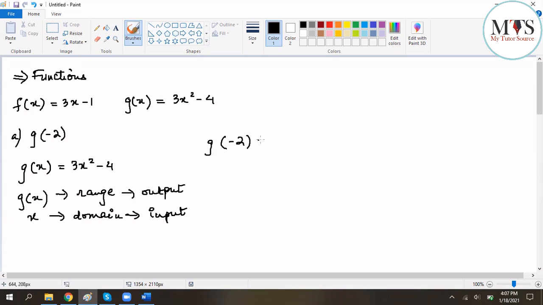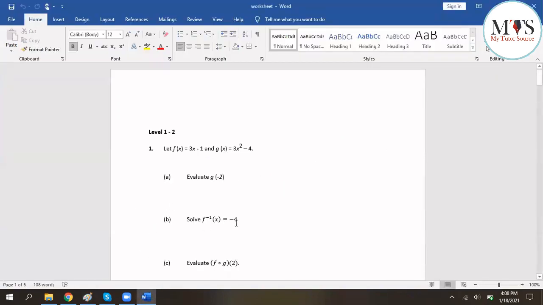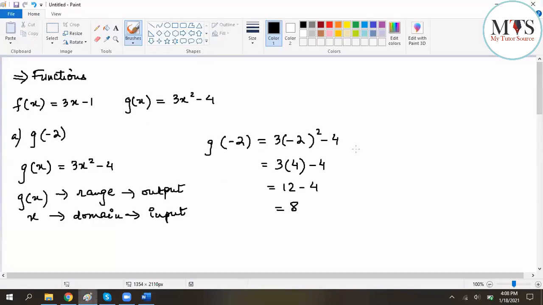So g of -2 would be 3 times -2 whole squared minus 4, which equals 3 times 4 minus 4, 12 minus 4, which is 8. So for this function, when x equals -2, g of x equals 8. Okay? Any questions about this? No. Okay. Now, the next part is solve f inverse x equals -4.